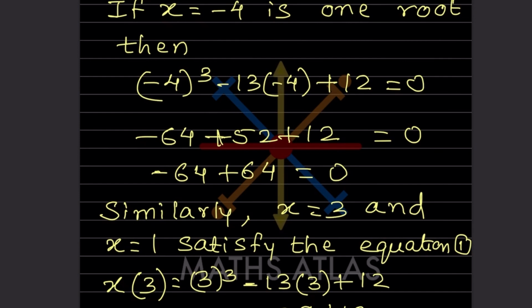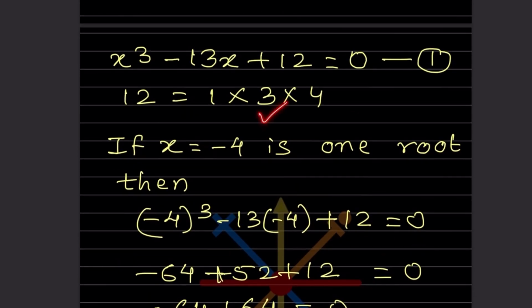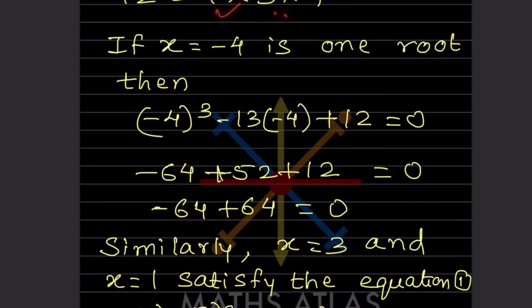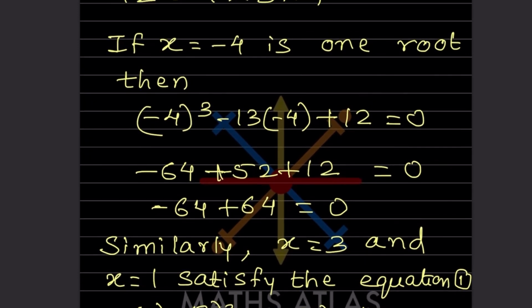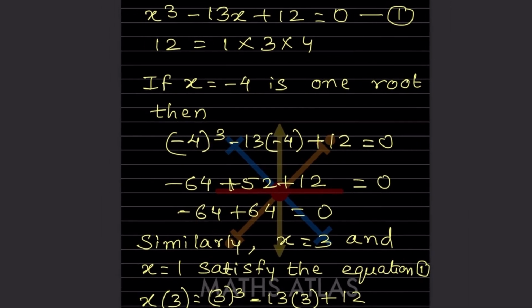So now what will you do? You have taken here 3 and 1. So similarly x is equal to 3 and x is equal to 1 should satisfy the equation 1. So now look here, when we put x is 3 in this same equation, just look at the equation. It's 3 cube minus 13 into 3 plus 12.